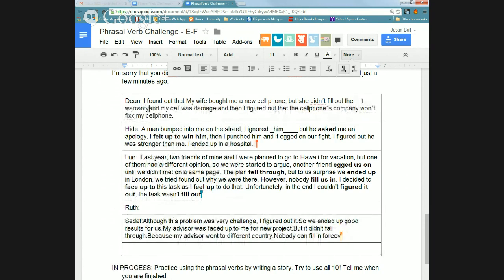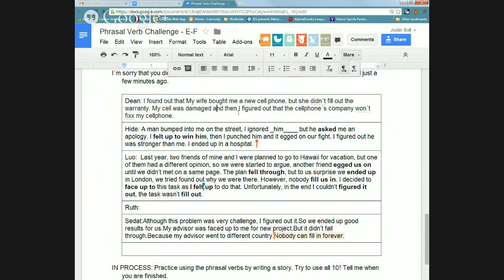All right? Then let's just keep this a complete thought. Period. My cell phone was, so this is the passive voice. So what do we need? Damage. We need to change it to damaged. To be damaged. Passive voice.